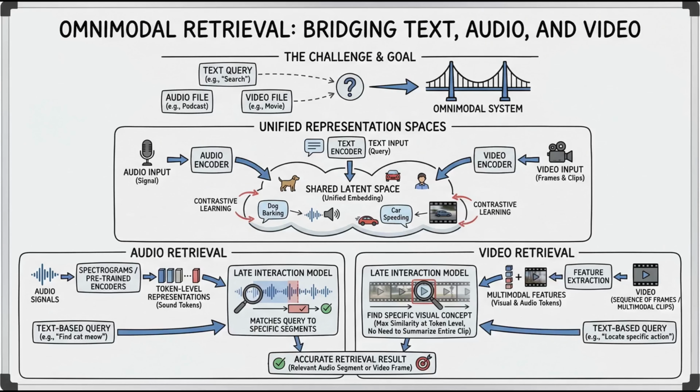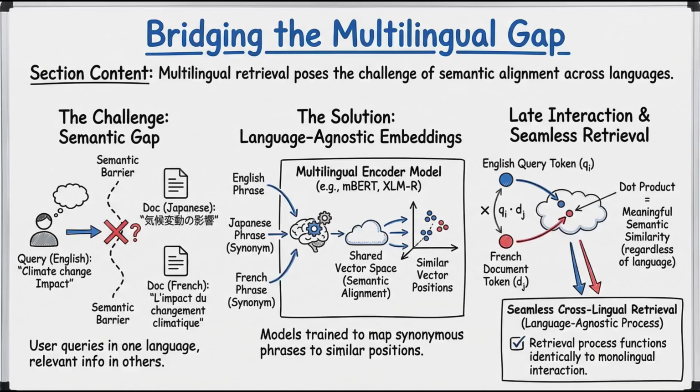Bridging the gap between languages is one of the most critical challenges in modern information retrieval. Imagine a user searching in English for a topic that is only documented in Japanese or French. How can a system possibly connect the two? The secret lies in language-agnostic embeddings. To achieve this, we use powerful multilingual encoder models like mBERT or XLM-RoBERTa as our foundation.